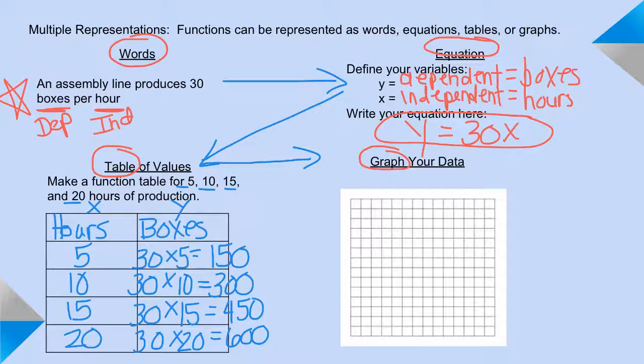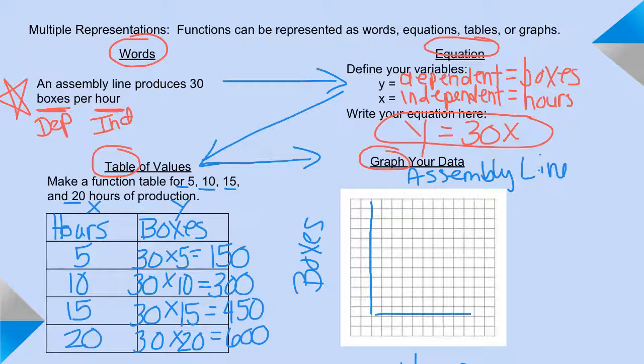Now remember, for graphs, it's very, very important that you have a title. So I'm going to call this one assembly line. Our dependent variable is our side label, boxes. Our independent variable is our bottom, so that's hours. Those labels are really important for me, and when I go to grade, I'll be looking for them.